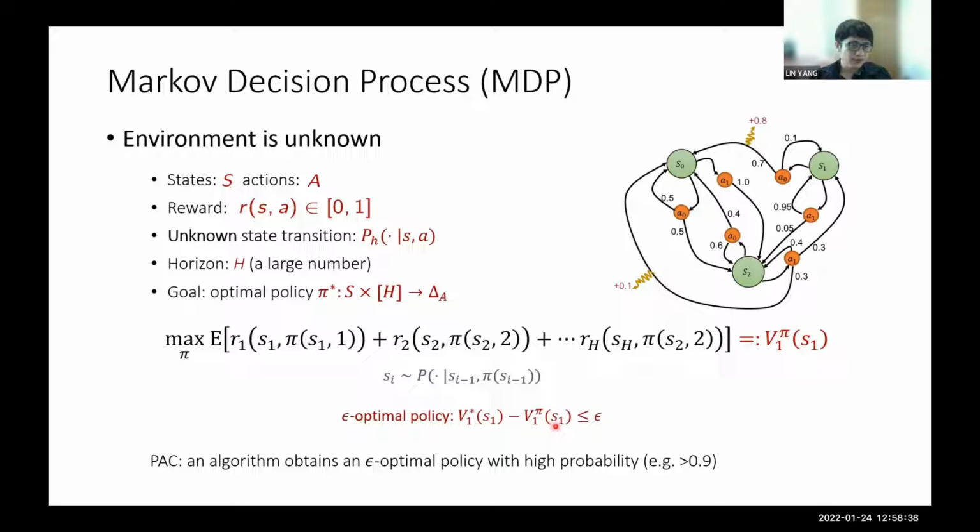Of course, in the learning setting, because the transition probability is unknown, we usually allow a bit of suboptimality. For instance, we put epsilon here: we want to get a policy that is epsilon-optimal with high probability. All right, I hope that is clear for this problem.